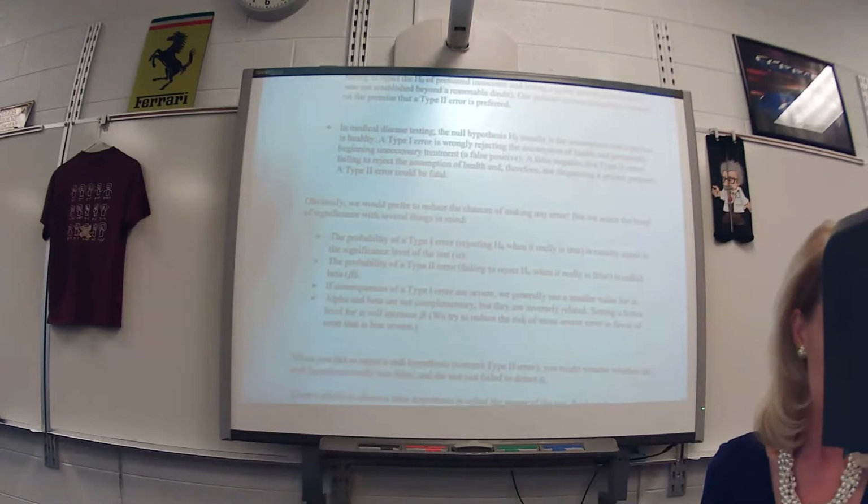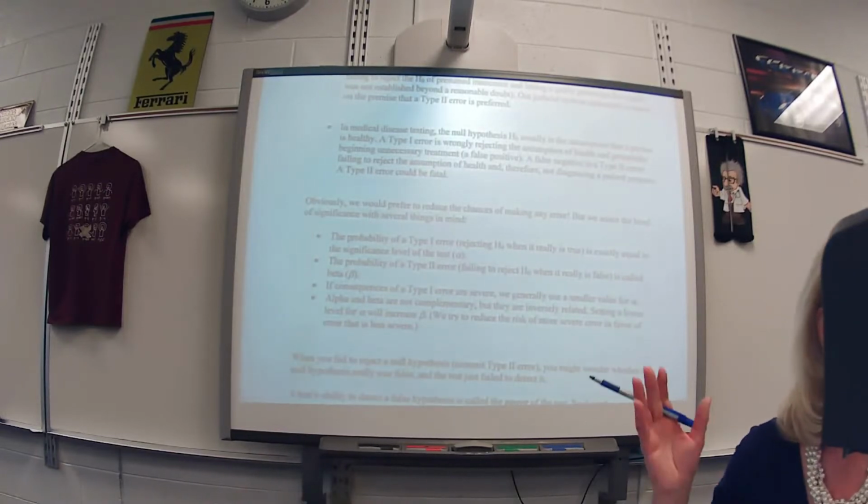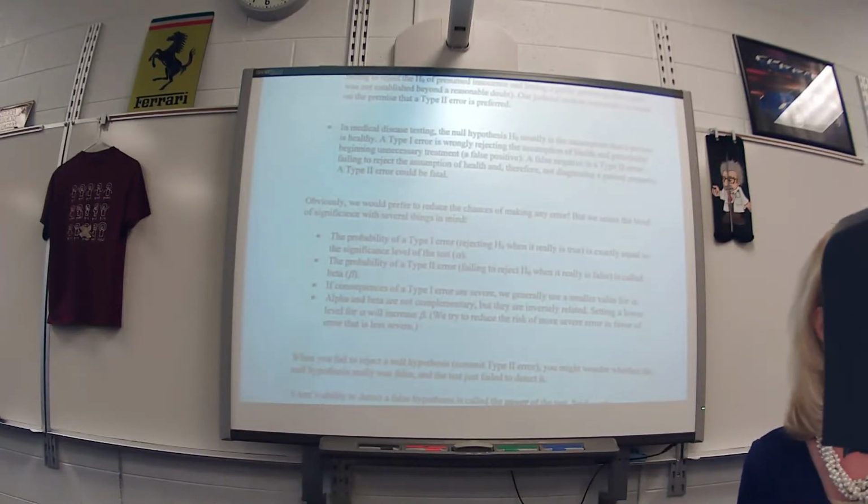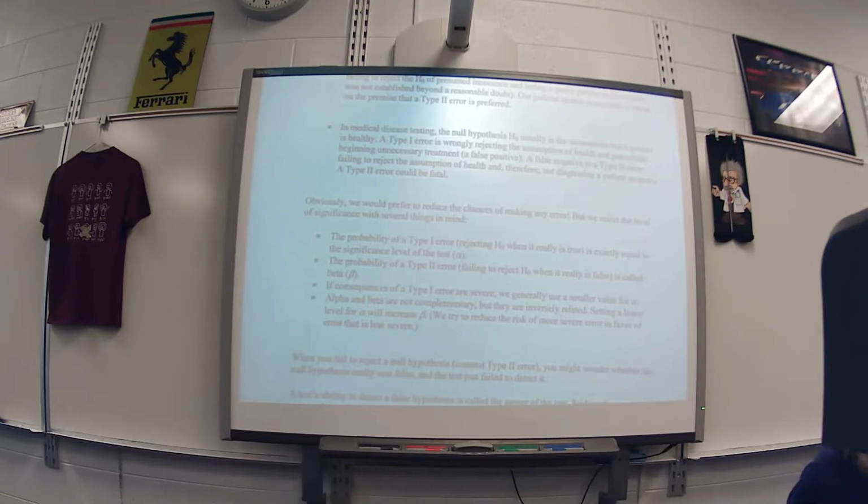All right, obviously we would prefer to reduce the chances of making any errors, but you select the level of significance based on these concepts. The probability of a type 1 error is exactly equal to your significance level. Okay, type 1 error, the probability of type 1 will be equal to alpha. The probability of making type 2 error is going to be called beta.